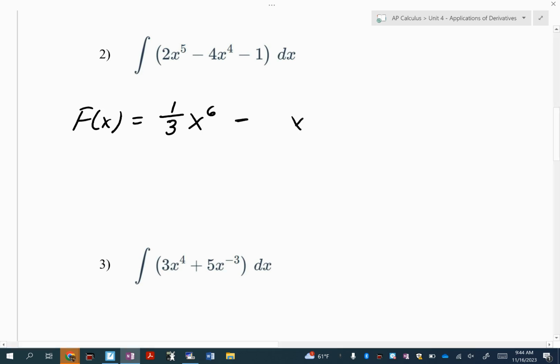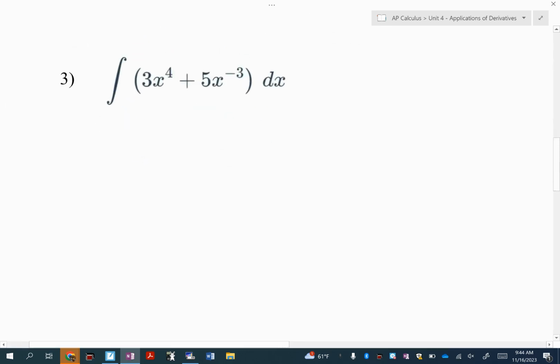Minus x to the 5th power. What's the reciprocal of that 5? 1/5, but there was a 4 there, so I'm writing minus 4/5. And then, again, I see a constant. I see minus 1, so I'm writing minus x. If that had said minus 2, I'm writing minus 2x. Don't forget to put plus c. One more. Last one.